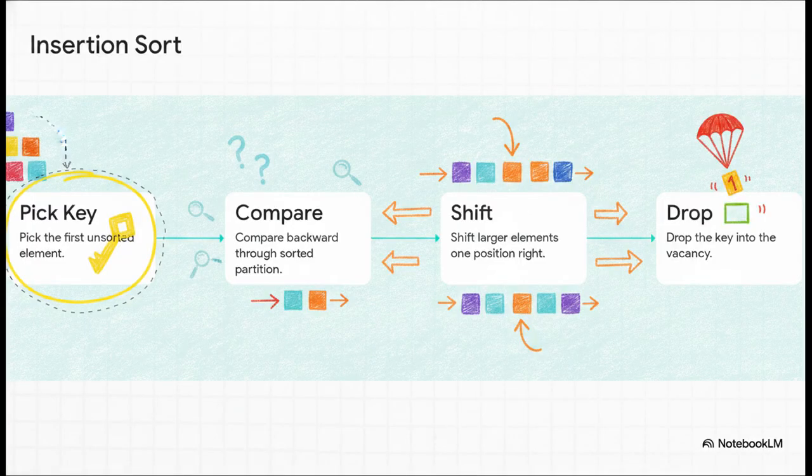So how does it actually execute this? Well, it's a clean 1, 2, 3, 4 process. It picks the first unsorted element, the key, then it compares that key backward through the already sorted partition. But notice step 3 here. It shifts larger elements to the right. It doesn't do a full, heavy swap every single time. It just slides the bigger numbers over, creating a little vacancy, and finally drops the key right into that empty slot. It's incredibly efficient with its movements.